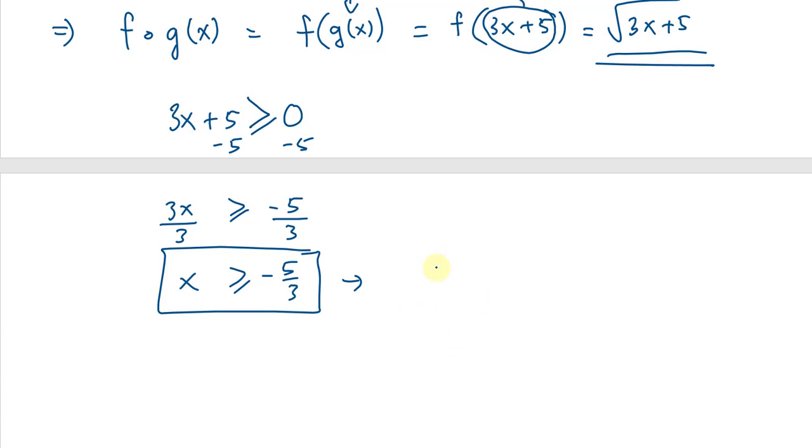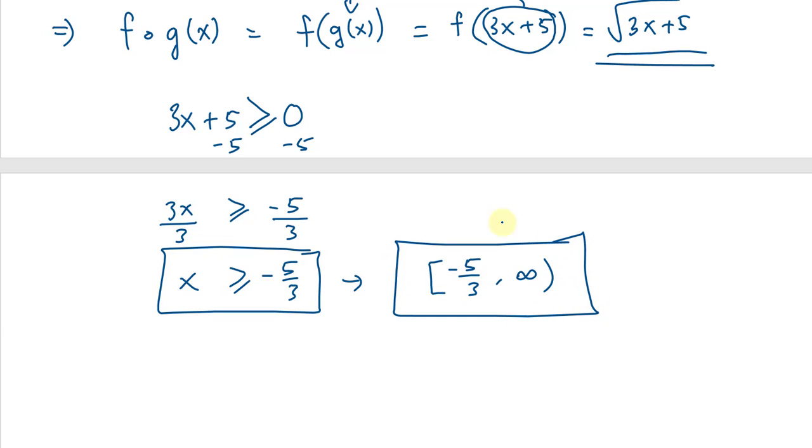Or you can write it in this form, the interval. So you want something bigger than or equal to minus 5 over 3, so from there up to infinity. Because we have the equal sign, make sure you use the bracket. Okay.